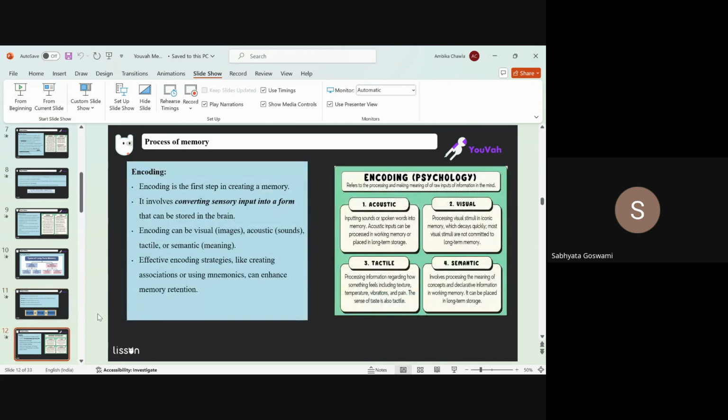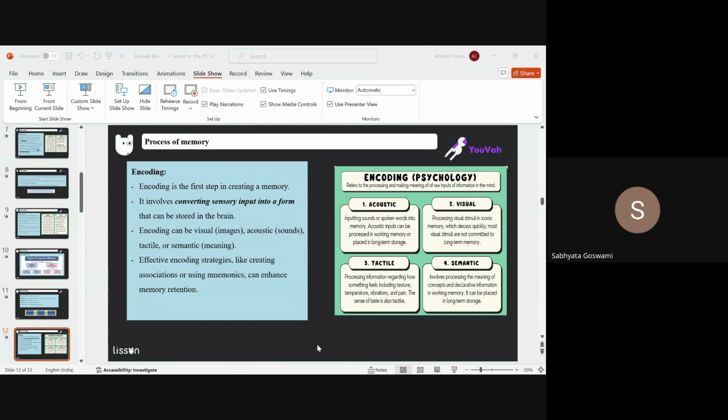So moving forward to the first step of the process, which is encoding. Just like I think Zara had mentioned in the beginning, it is the first step where we take in information from all sense organs and we attend to it. So it involves converting sensory information into a form which can be stored into the brain. And it can be visual, which is it can be images.